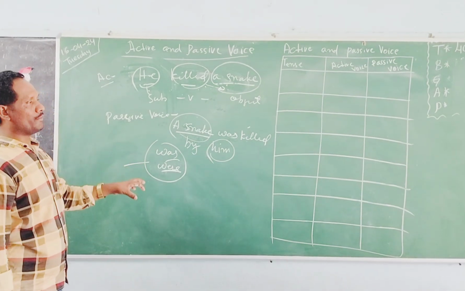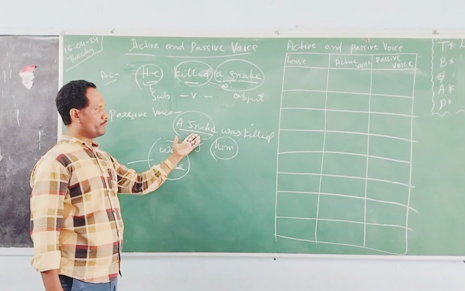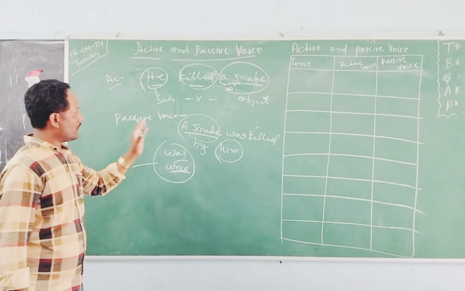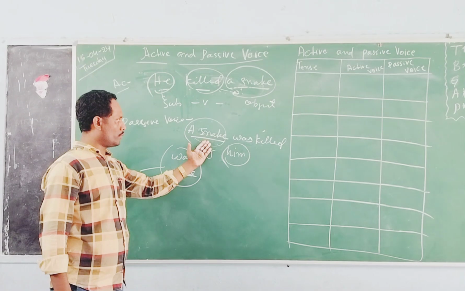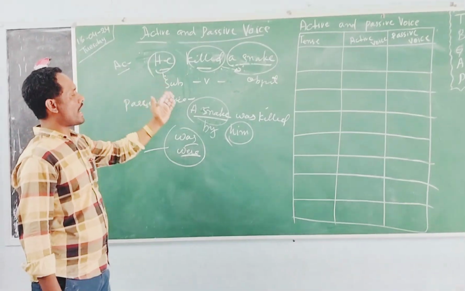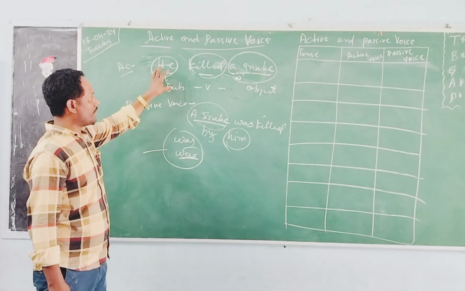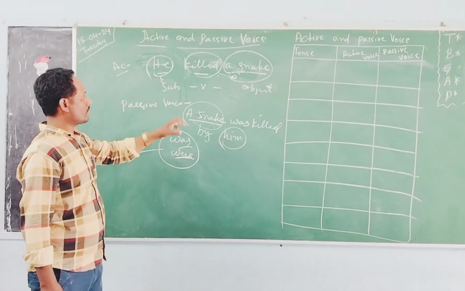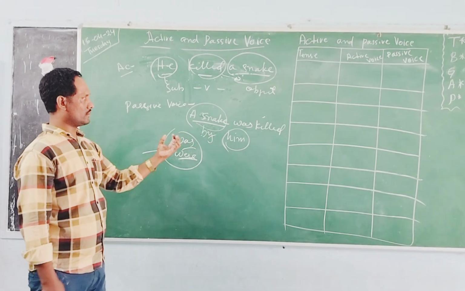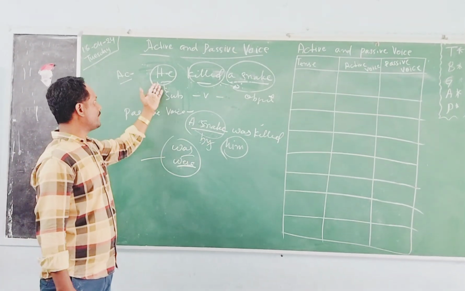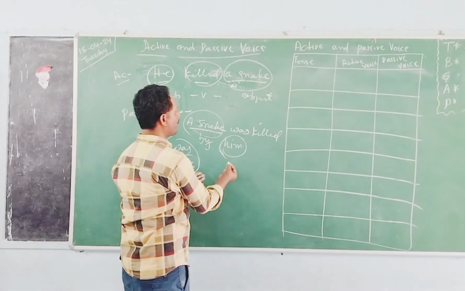What happened to an object, and by whom. That means a snake was killed. We are giving importance to the object. What happened to the object? That means giver and receiver. The giver is giving a punishment, like killing, and what is receiving? Killed. The killing is receiving. So the punishment is receiving. The giver and receiver. So that's how active and passive is.